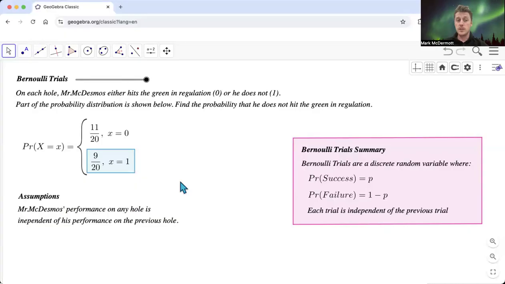So hopefully that makes sense. And good luck with your studies. What we're going to do next, I'll just mention, is put a bunch of Bernoulli trials together. That's when you get what's called the binomial distribution. We'll talk about that in another video. But that is what a Bernoulli trial is. Hopefully not too challenging of an idea. Good luck.